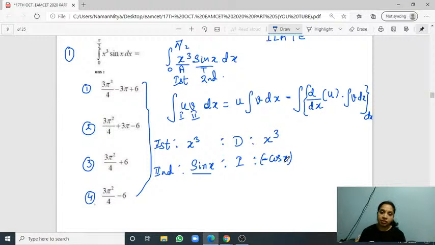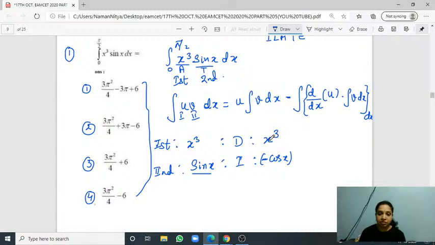Okay, because if I differentiate cos x, it will be minus sine x. I will get minus minus plus sine x only. So whenever you get confused about what the integration is, you just write the value and do the differentiation. If you are getting the same thing, sine x only, then you have written the correct formula.